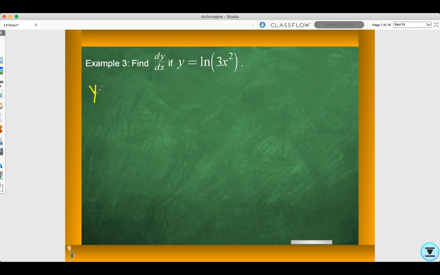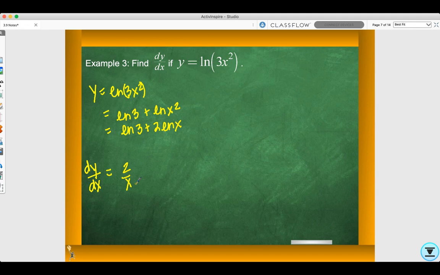So I have y equals the natural log of 3x squared. And to make this easier on us, we can rewrite this. The natural log of 3 plus the natural log of x squared. And to go even further, this would be the natural log of 3 plus 2 natural log of x. To find y prime, or dy over dx, the natural log of 3 is a constant. Therefore, the derivative of that is 0. The derivative of the natural log of x is just 1 over x. So this would just be 2 over x.